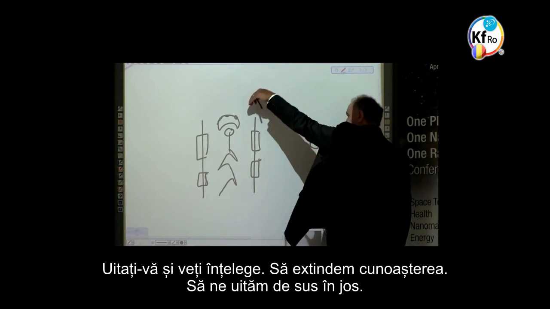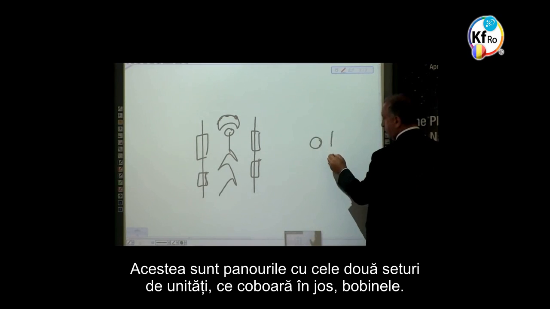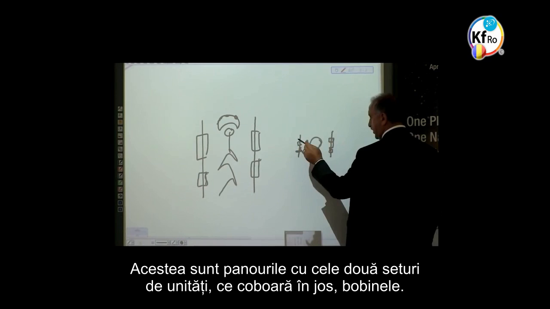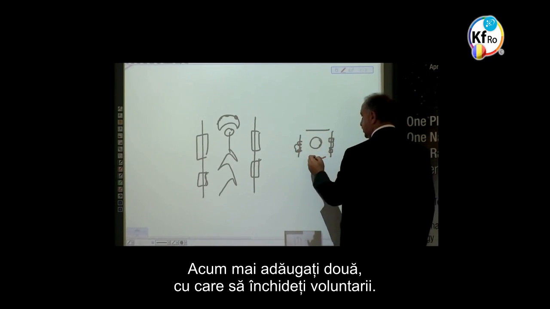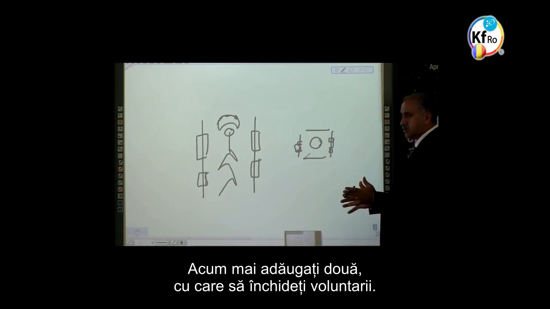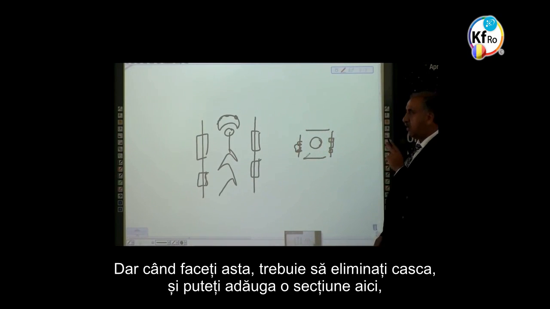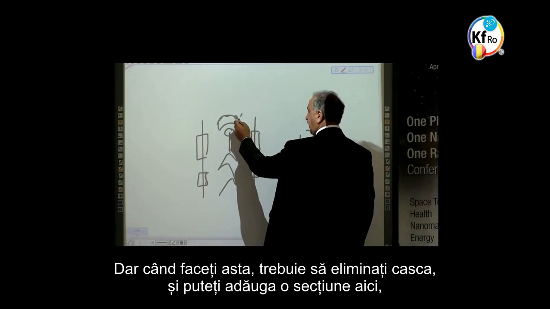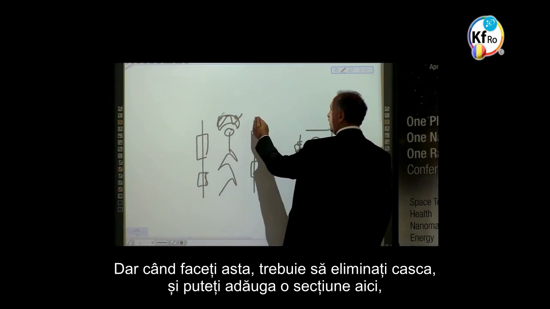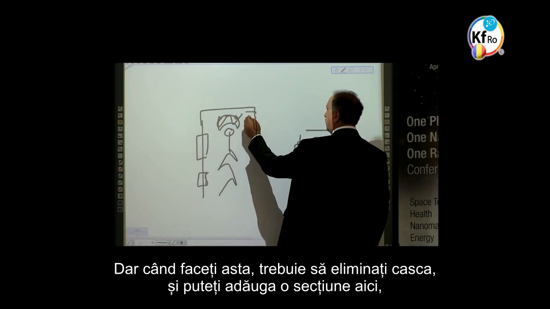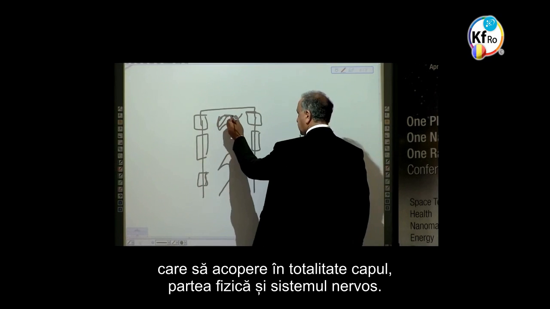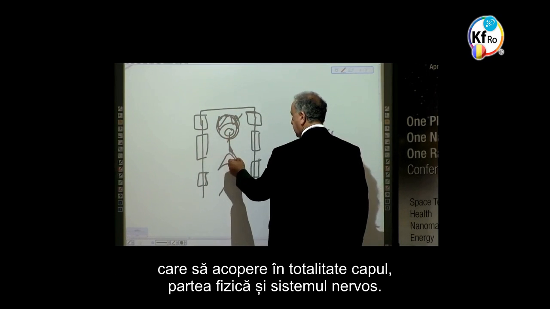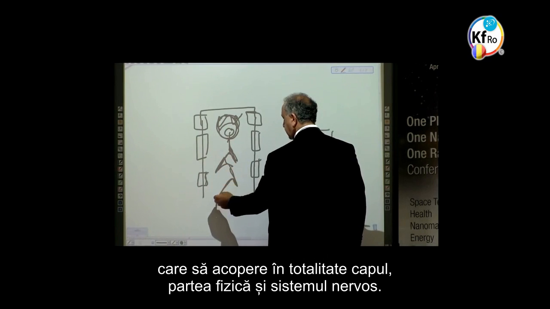We look from the top. This is your board with two sets of units going down, the coils. Now, add two more. Box the volunteer, but when you do this, you have to take this helmet away, and you can add a section in here, which covers the totality of the head, the physical part, and the immune system.